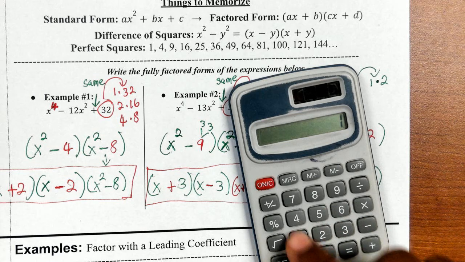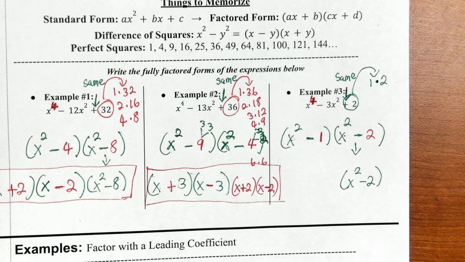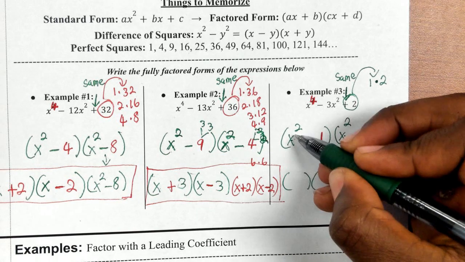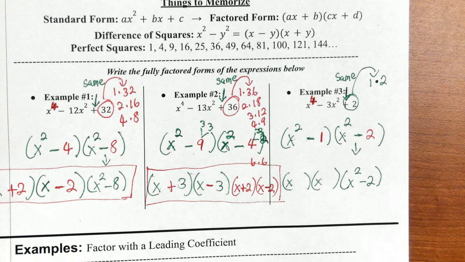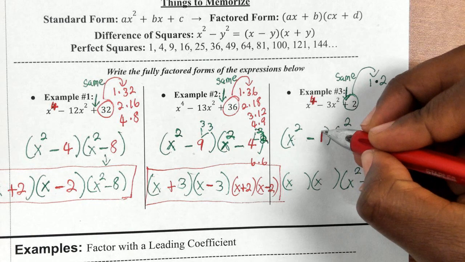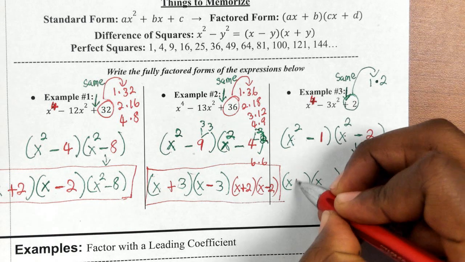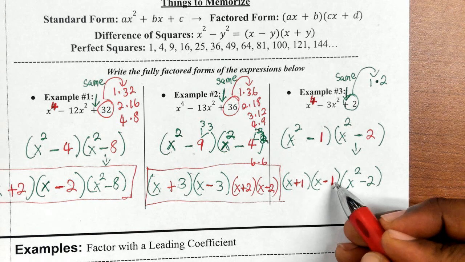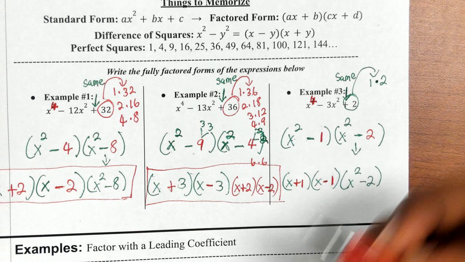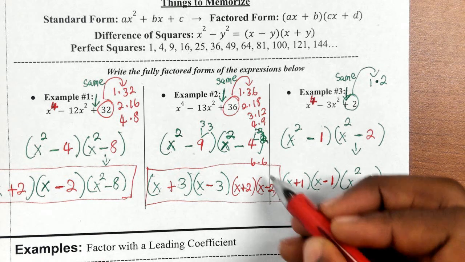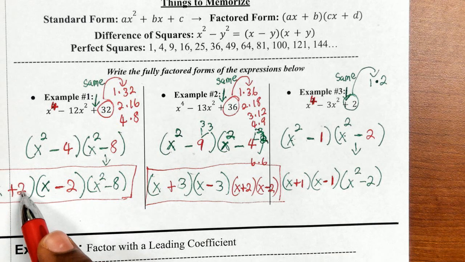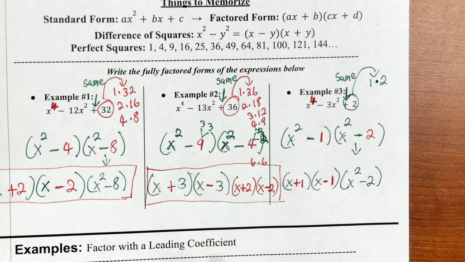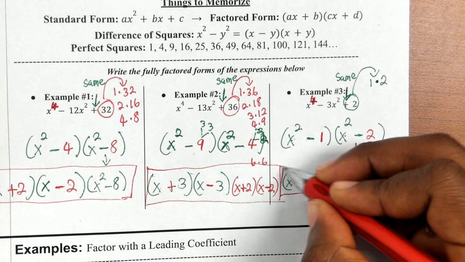1 times 1 is 1. So again, I would write two pairs. To get an x squared, I need an x and an x. And to give me a 1, 1 times 1 is 1. So I would have a positive 1 and a negative 1, because positive 1 times negative 1 gives me negative 1. The same way positive 2 times negative 2 gives me negative 4. Same way positive 3 times negative 3 gives me negative 9. So again, guys, that is the result.